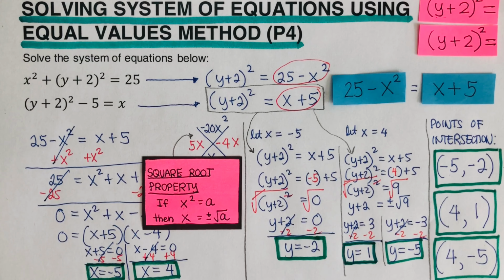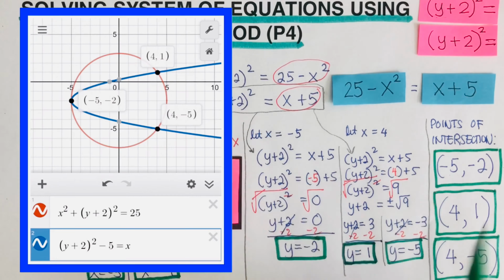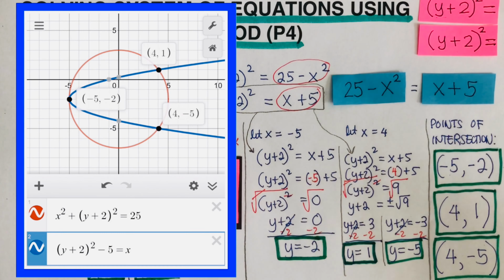On the side, you will see the Desmos version of this problem. We can say that the points where these two graphs are touching each other are at negative 5, negative 2; 4, 1; and 4, negative 5.